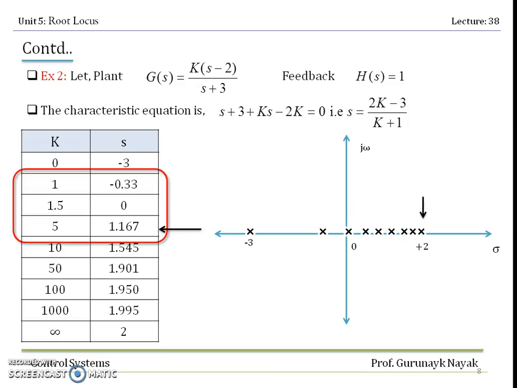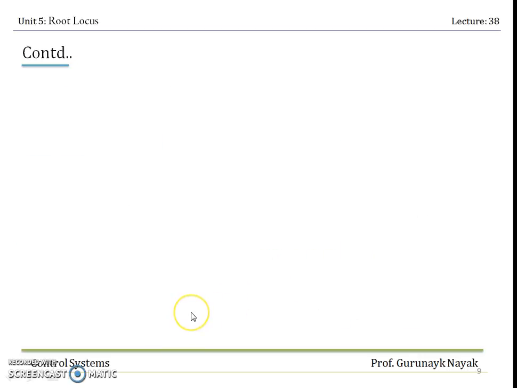The root locus moves like this. At k equal to 1.5, the characteristic root s will have the value 0, which is represented here. Again highlighting, the roots change from k equal to 0 to infinity as shown. So we can say that the root will move in the direction shown here as k varies from 0 to infinity. The characteristic root moves from minus 3 to plus 2 as k changes from 0 to infinity. So this is now called the root locus of the system.